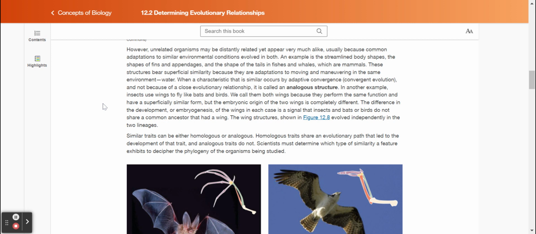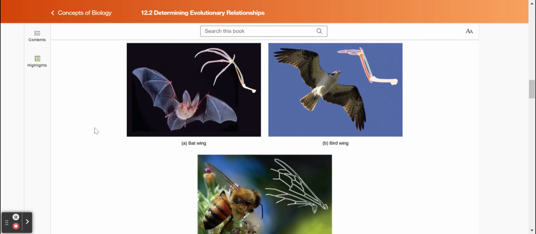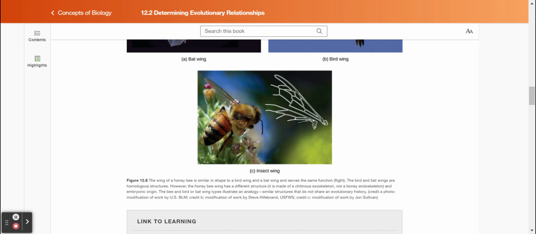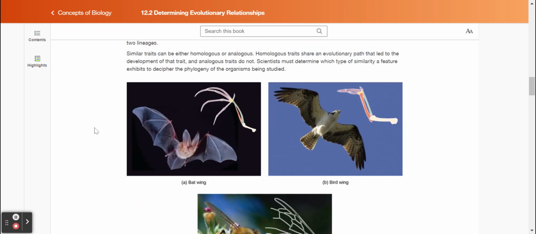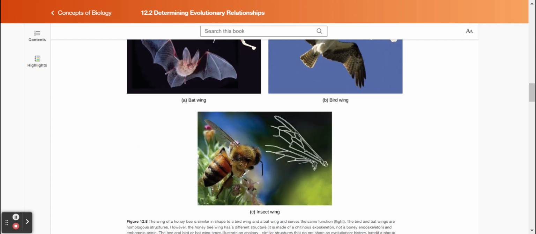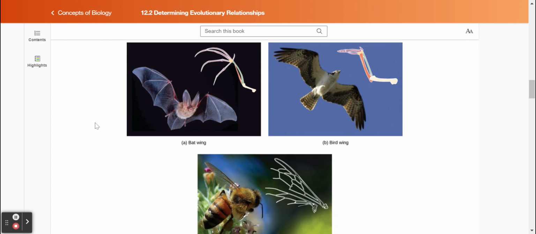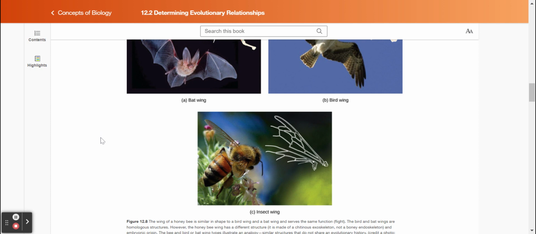Similar traits can be either homologous or analogous. Homologous traits share an evolutionary path that led to the development of that trait, and analogous traits do not. Scientists must determine which type of similarity a feature exhibits to decipher the phylogeny of the organisms being studied. Figure 12.8 shows the wing of a bat and a bird, and C shows an insect wing. The bat and bird wings are homologous structures, while the insect wing would be considered an analogous structure.